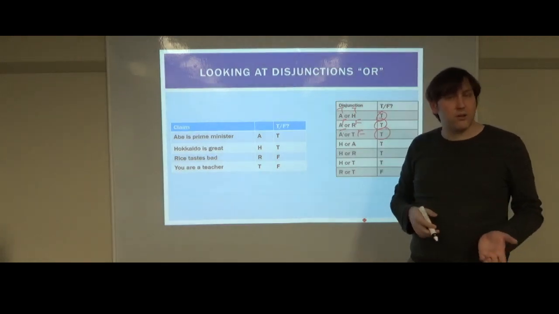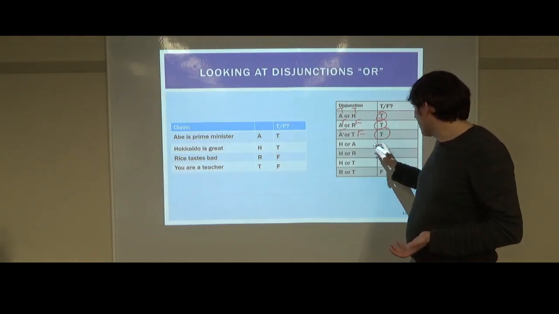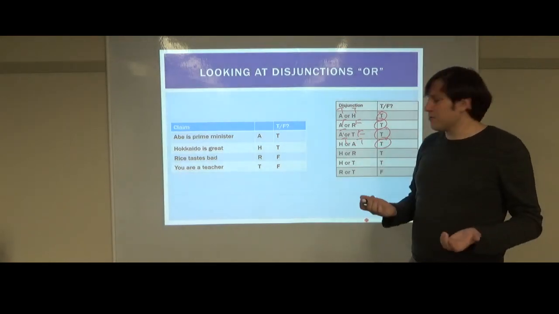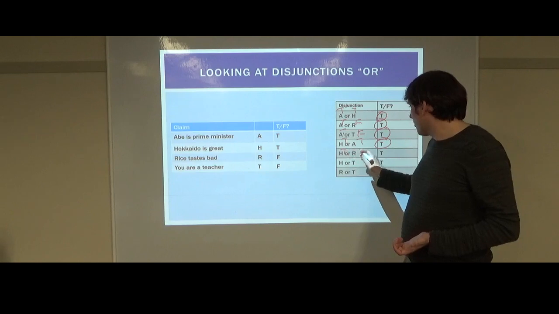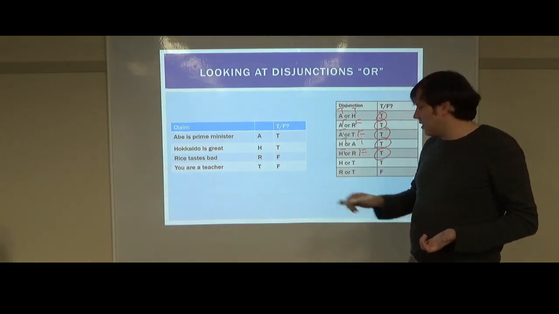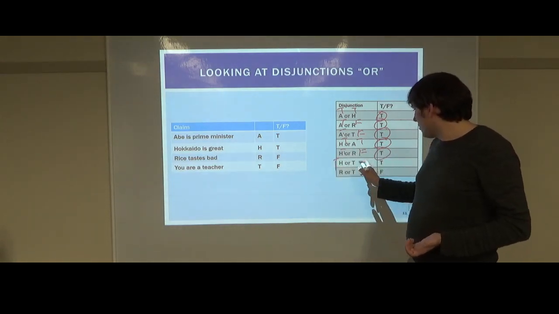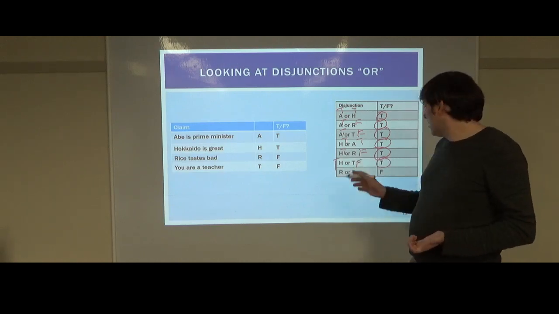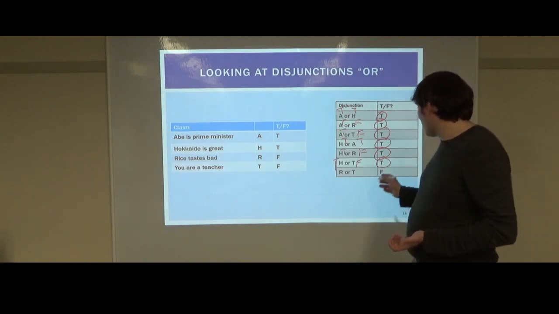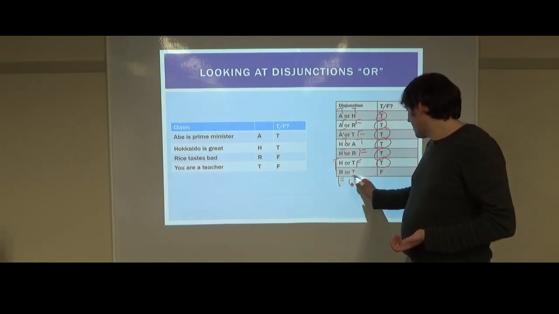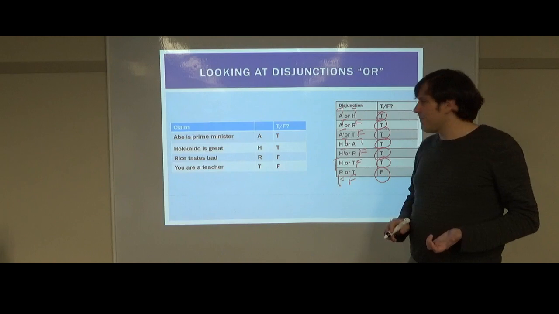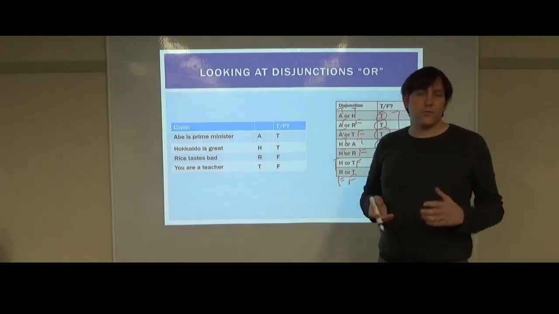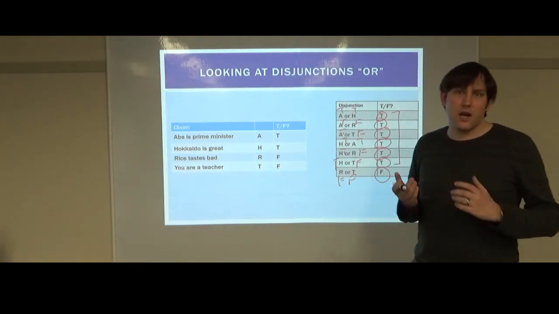Now Hokkaido is great or Abe is Prime Minister. So we have true or true, and that's true. Hokkaido is great or rice tastes bad. So we have true or false, again true. Hokkaido is great or you are a teacher. True or false, this is true. And rice tastes bad or you are a teacher. This is false and false, which is false. So to put it another way, with a disjunction, if any piece of it is true, the entire disjunction is true.